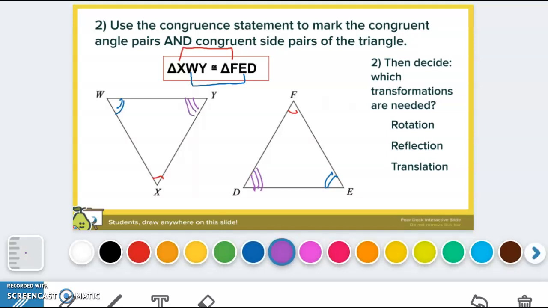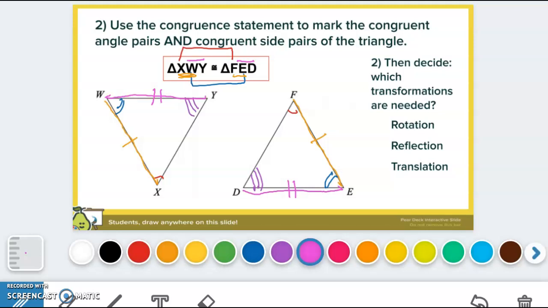Okay, what about the sides? XW, where is XW? XW is here, and matches with FE, the first two letters. FE is this one. So I am going to put one notch here and one notch there. Then what about WY? WY is here and matches with ED. ED is the bottom one here. So that's going to be two notches and two notches. Of course, you could put three notches in, three notches here, as long as they're the same.